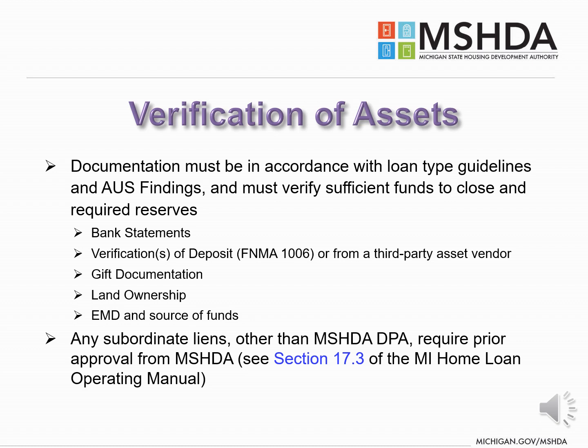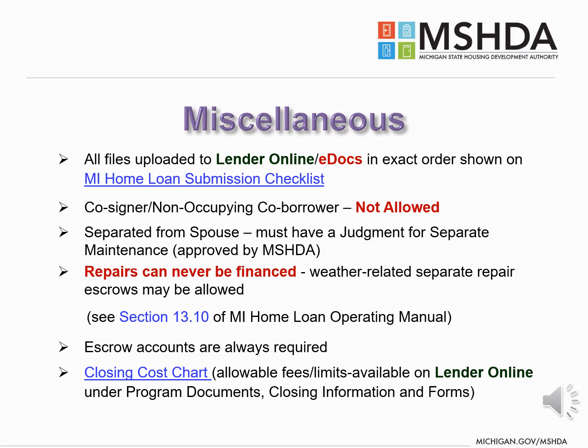If a gift is received, MSHDA requires all documentation to be submitted that is required by loan type. Land ownership must be verified if applicable. All earnest money deposits must be verified and sourced. Any subordinate liens other than MSHDA DPA require prior approval from MSHDA. See Section 17.3 of the My Home Loan Operating Manual for more information.